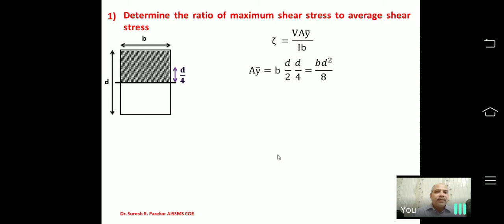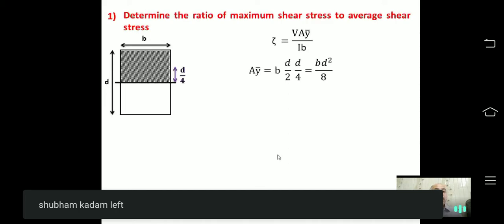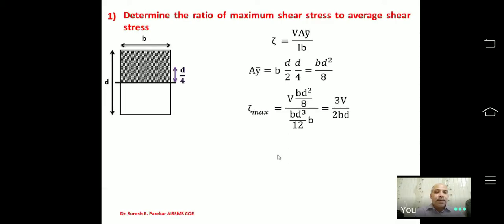Now what is I for a rectangular section, that we know, which is B D cube by 12. And now we substitute these values. Tau max is equal to, we have assumed the value of shear force V, A y bar we have B D square by 8, I we have B D cube by 12, and B is B. If you solve this, I will get the value of tau max equal to 3V upon 2BD.